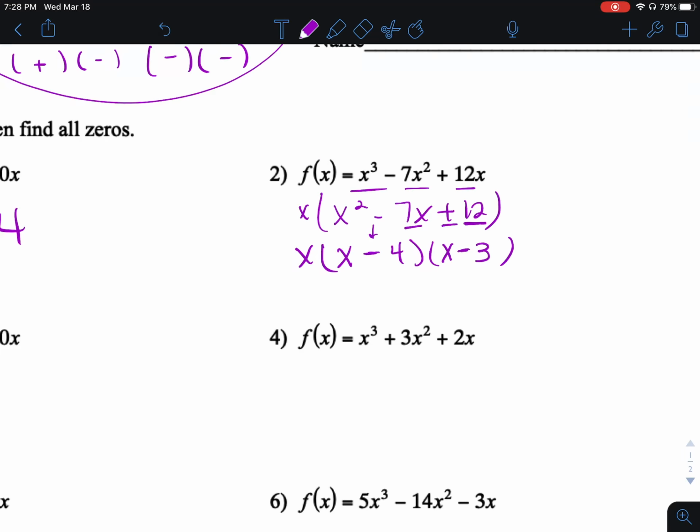All right, and remember, we're essentially setting each of these to equal 0. So then we would solve, so 0, 4, and 3. So those are the three solutions for number 2.